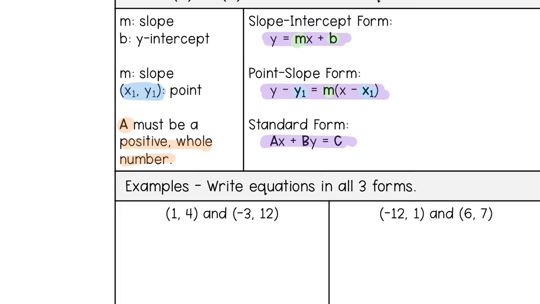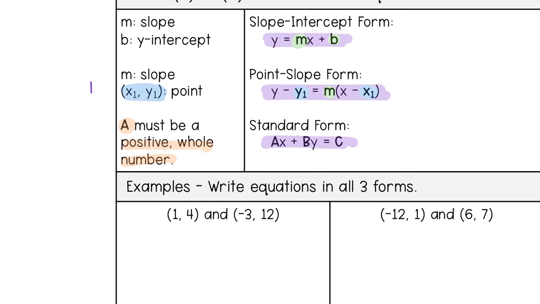So this is a little bit backwards. We're going to start out with point slope form, then we're going to move to slope intercept, and then we're going to move to standard. So looking at point slope form, we need two things. We need slope and we need a point. Well, the point is no problem.